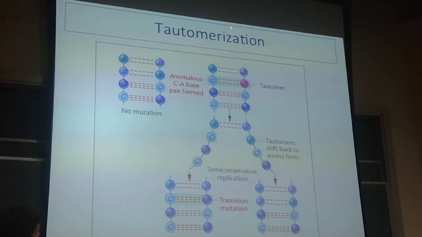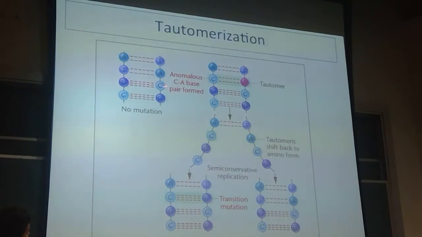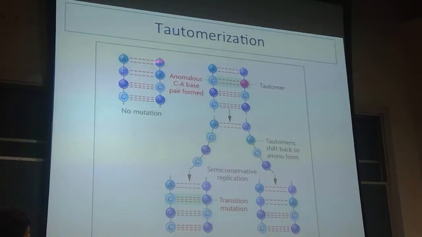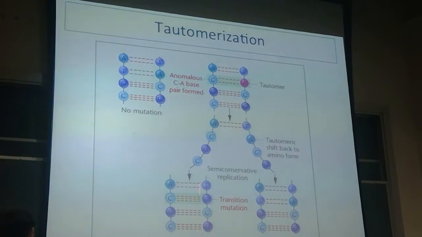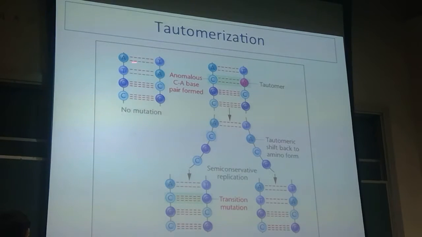Okay? So again, you open up this strand. This is where the tautomer pairs with the C here. So this strand here will lead back to the normal thing, but this one will lead to the CG. So instead of having AT here, like in this one, you got CG. So that's what's called the transition mutation. And here you go back to the normal thing.